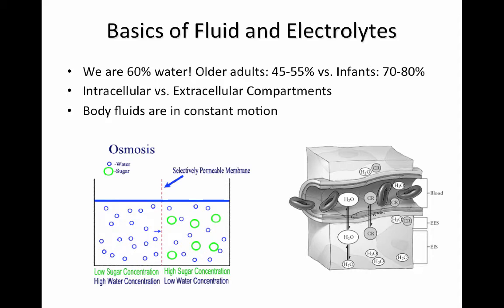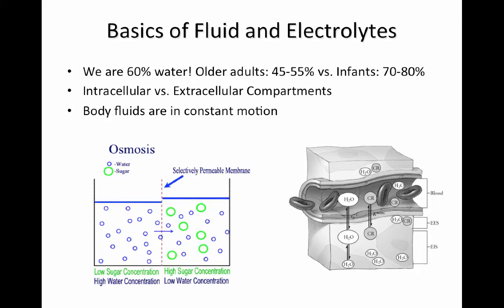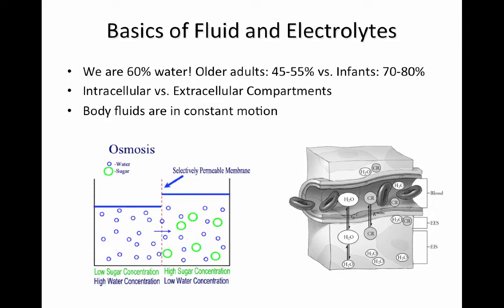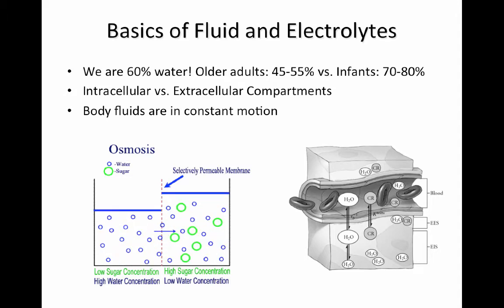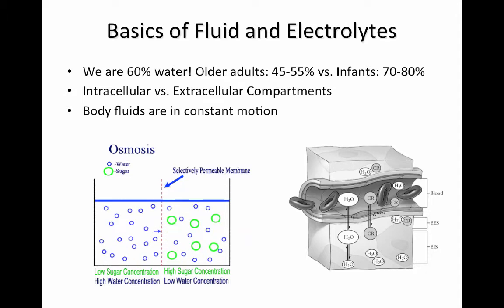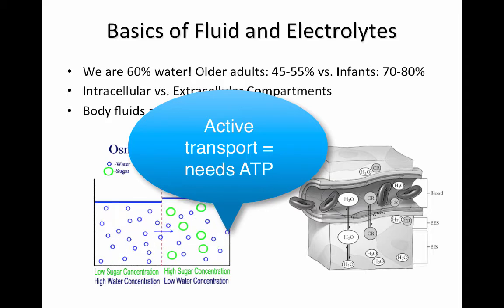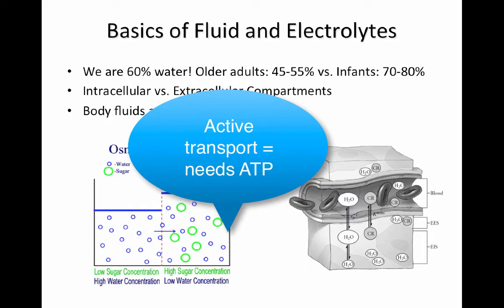Sodium and potassium are two electrolytes that require active transport. They need energy in order to move. The particles are very big. Remember that sodium and potassium are electrically charged, so in order to physically move across the cell membrane, they need energy or ATP to help do that. That's active transport, okay?